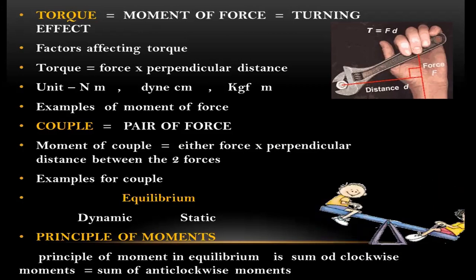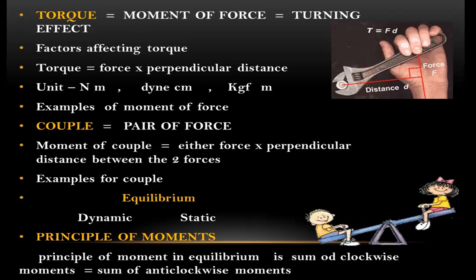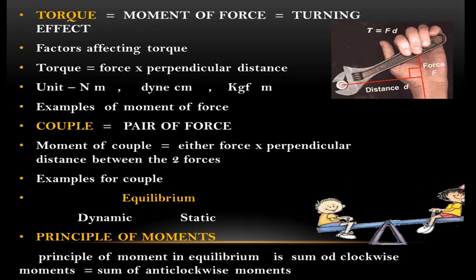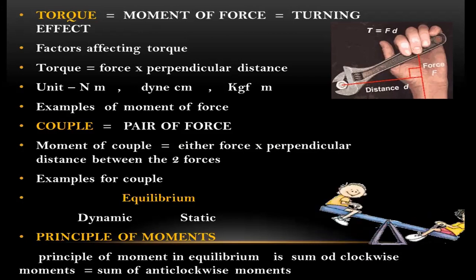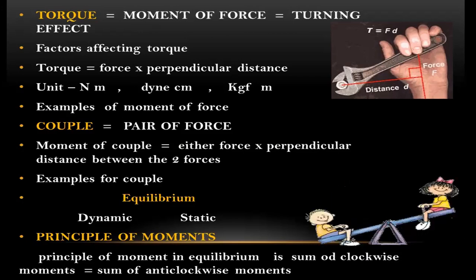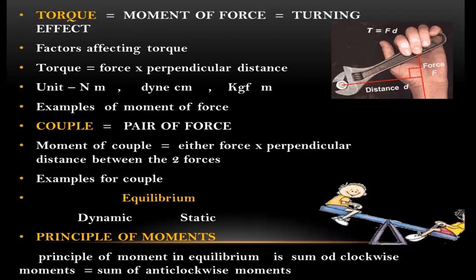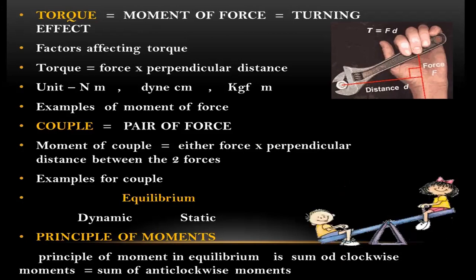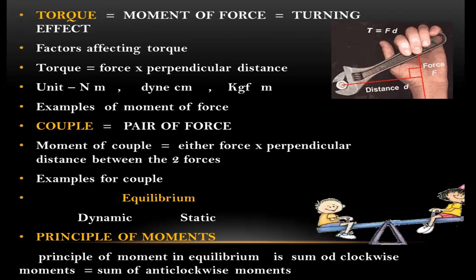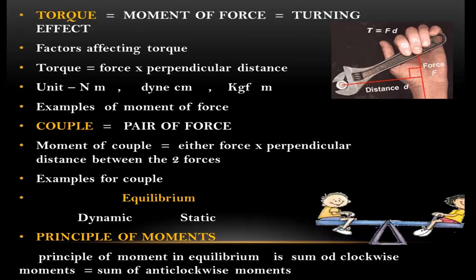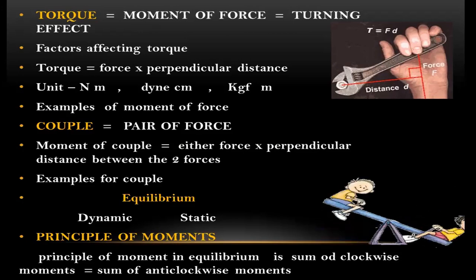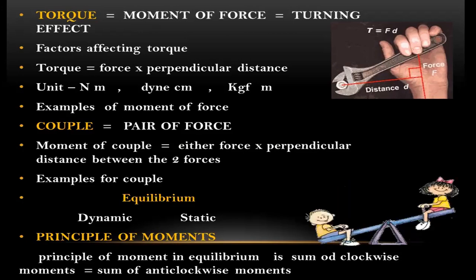So it's very similar to that of a torque, whereas in torque it is the perpendicular distance between the point of application of force and the fixed point, or you can call it the axis of rotation. But here it is the perpendicular distance between the two forces. If you are holding a steering wheel, then the distance between both your hands becomes the perpendicular distance between the two forces.